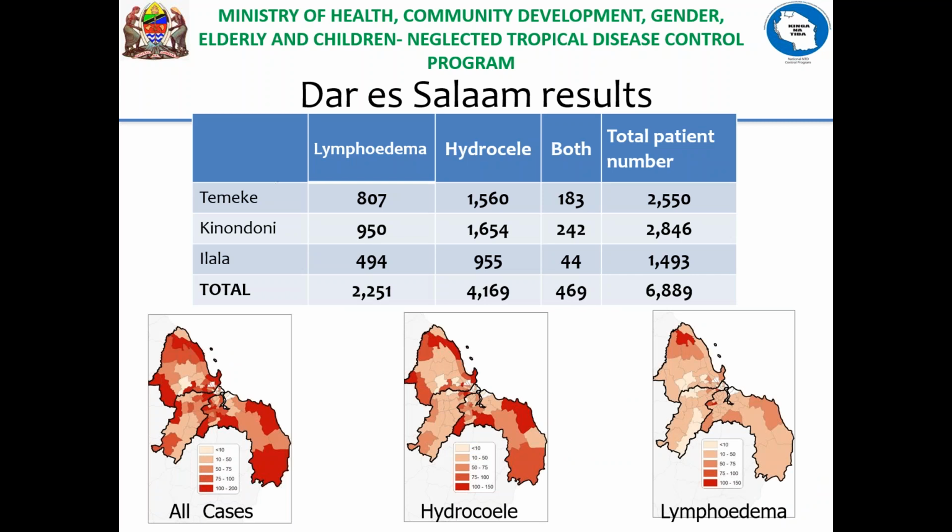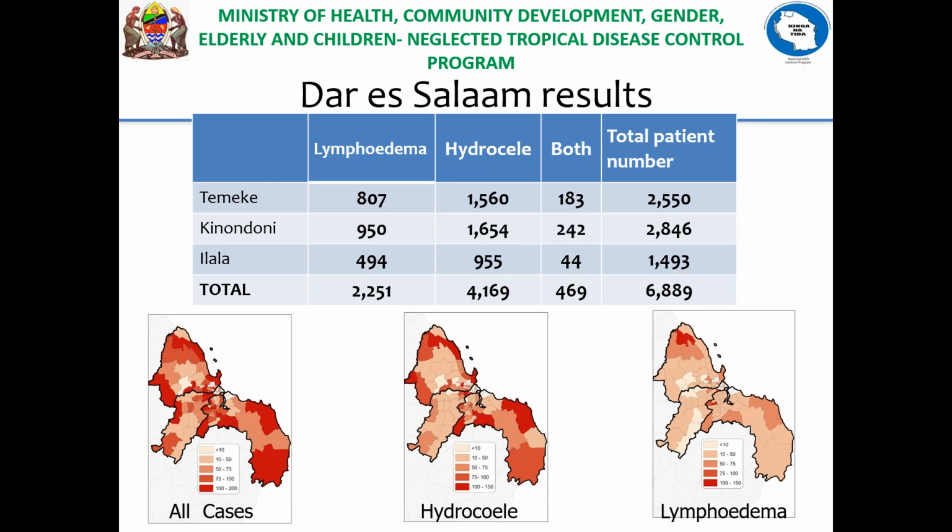The results from this study, as shown in this slide: Dar es Salaam had by then 3 implementation units, or what we call municipal councils. So the results from that study indicated the number of patients recorded. We had a total of 2,251 lymphedema patients, and then 4,169 hydrocele patients, and those with both pathologies, bilateral, were 469.